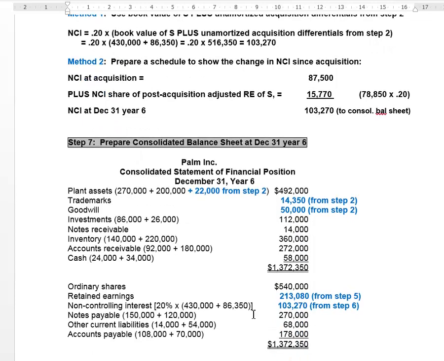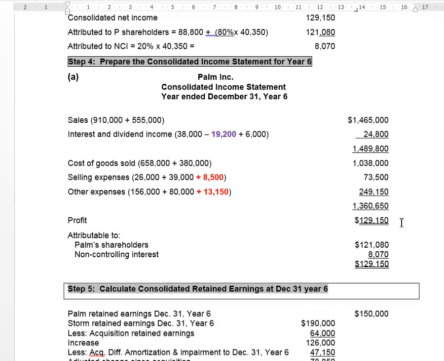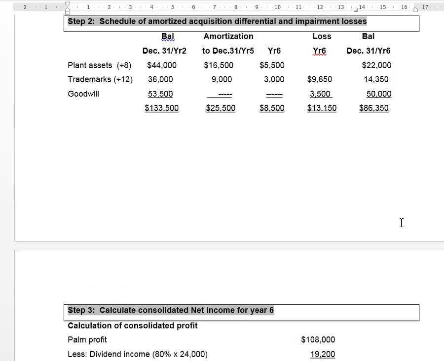So now what we have here is the plant assets, which are the parent's 270, plus the sub's 200, plus what we haven't yet amortized of the fair value increment, which is 22,000. So we get 492,000. Don't forget the value of the trademarks and the value of the goodwill we can get directly from step 2. Those are the recoverable amounts, or what yet hasn't been tested for impairment, or in the case of trademarks, tested for impairment or yet amortized. And that's 14,350, plus your amount for goodwill here is 50,000.